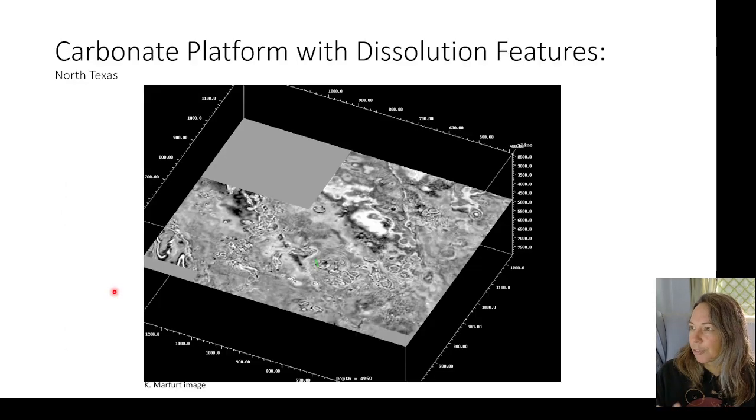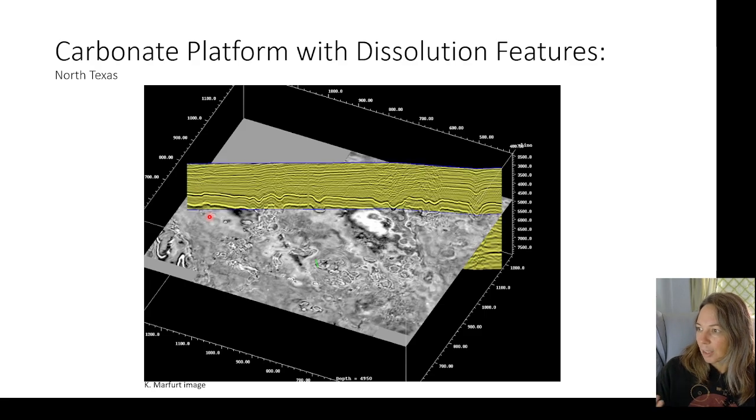Here's an example from Kurt Marfort with a carbonate platform that has dissolution features. Okay, so here we're looking at these dissolution features, which are these little circles. So we're looking at a time slice here. And when we look at it, adding in that vertical section, we can see what those dissolution features look like in the vertical section. Okay, so these little holes or pockets.